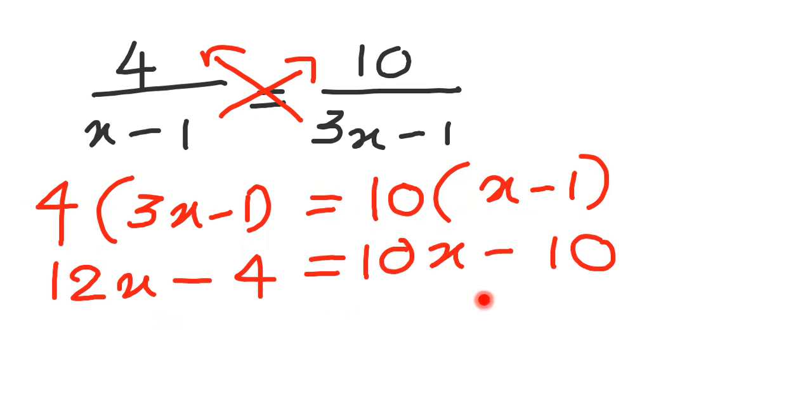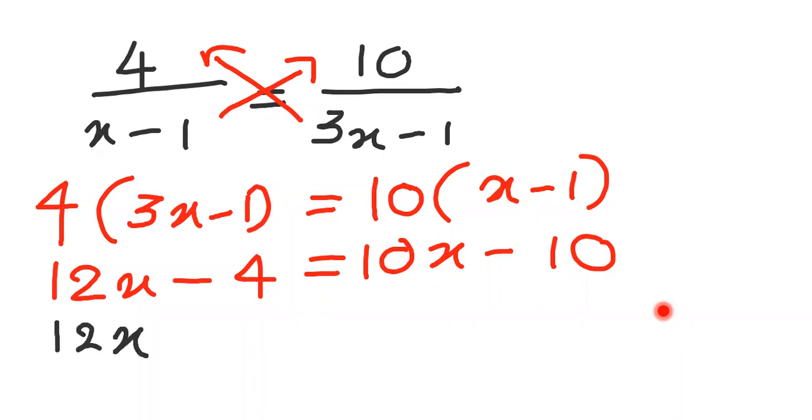Now you should remember grade 8, 7 knowledge, like terms. When you were in 7 and 8, you should have learned about like terms. Take the like terms to one side. You can see here x, here also x. Take this 10x to this side, and this negative 4, which is a number, take it to the other side. So let's do it.